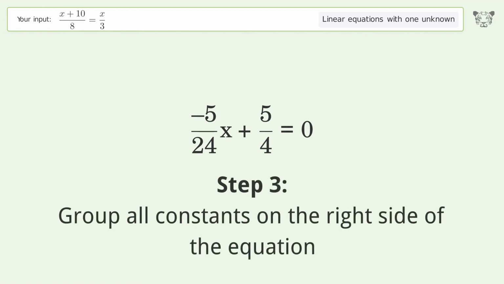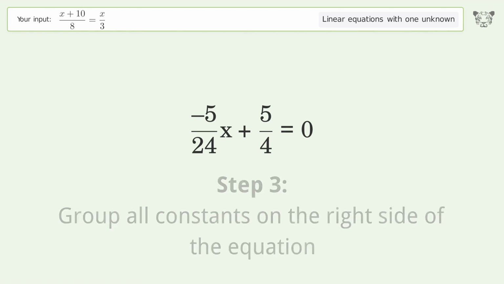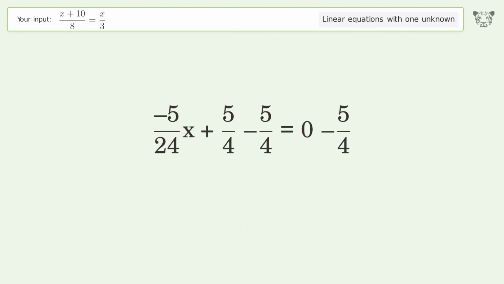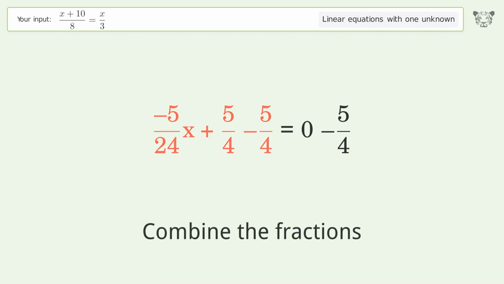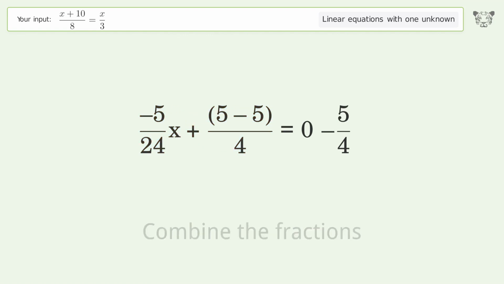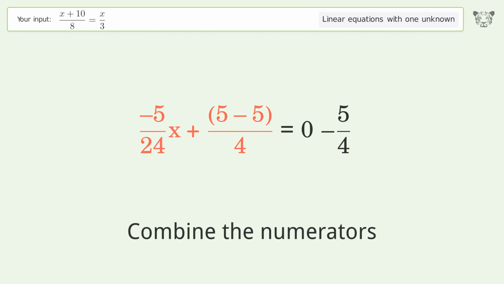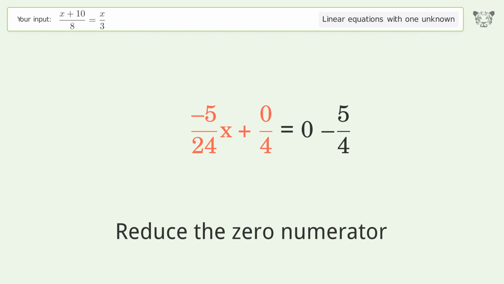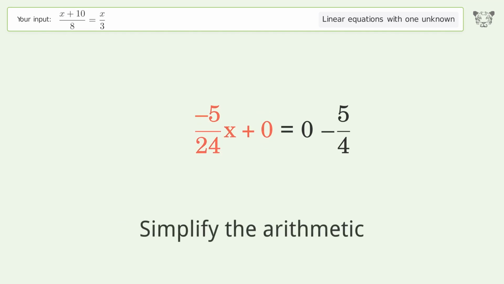Group all constants on the right side of the equation. Subtract 5 over 4 from both sides. Combine the fractions. Combine the numerators. Reduce the zero numerator. Simplify the arithmetic.